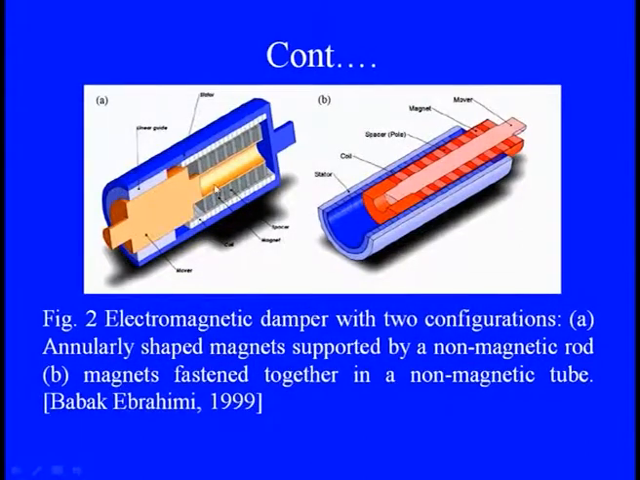So we have all these coils here, and this is my spacer, and this part, the solid part, is my magnets. And the stator part, which is outside, is supported by this non-magnetic rod. So whenever the magnet is fastened together with the non-magnetic tube, then with the stator points, that is the fixed points, and the movable points, these magnetic fields can be generated.